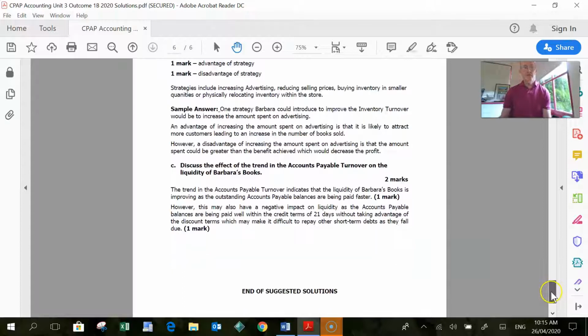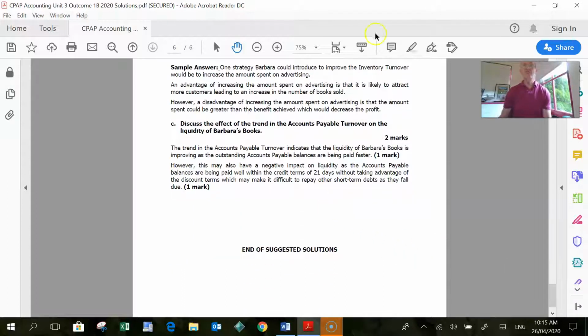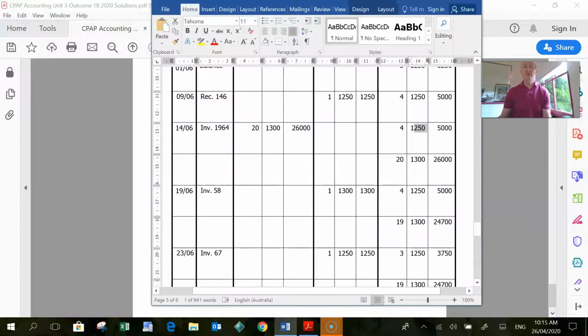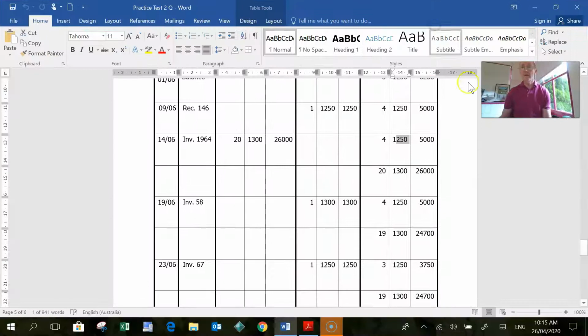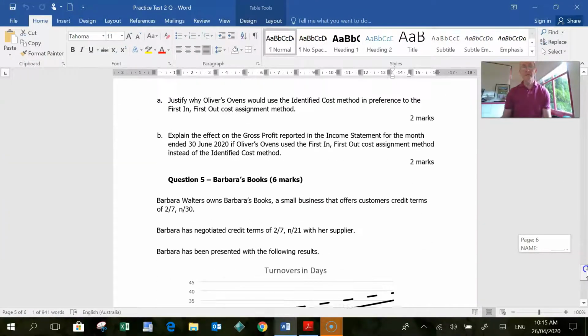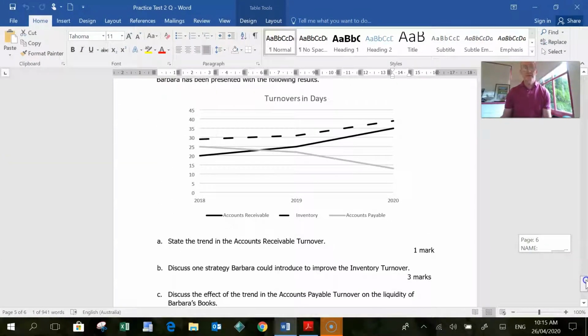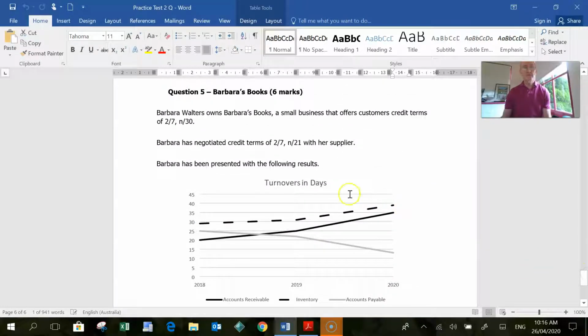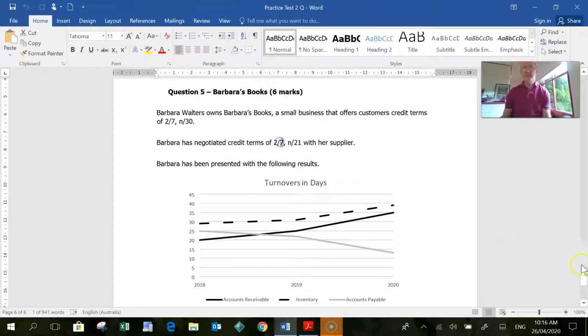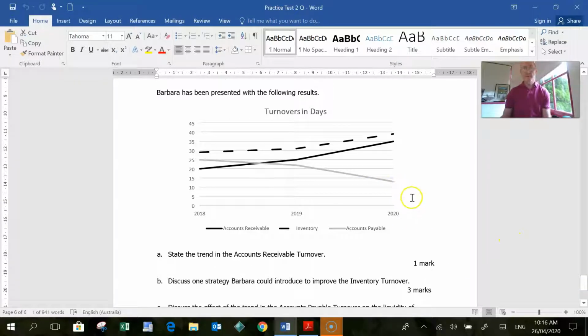The trend in accounts payable was a little tricky because it was slower, so you could easily get the one point about liquidity being negatively affected. You can see here that the accounts payable turnover has gone from 25 days down to 15, but the question hints that Barbara has negotiated with her supplier. There's only one supplier, and the terms are 2% discount within 7 days. So clearly we're not below 7. We're paying early, not getting any discount.